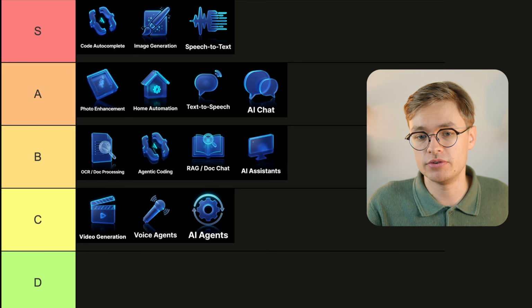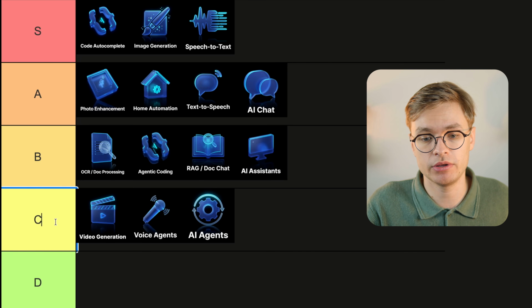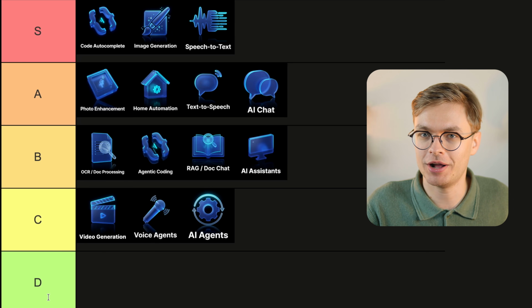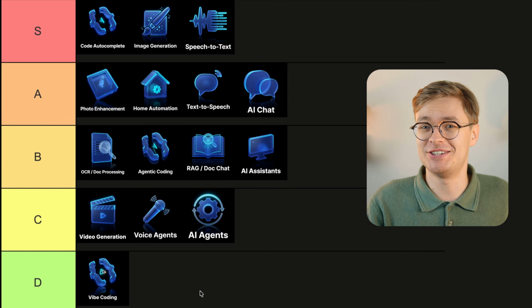So far, we have a lot of use cases and they all are pretty competent, right? Even the ones in C tier, they're very usable and they're getting better every single day. But then what is the D tier for? Well, to be honest, that's for vibe coding. Vibe coding with local models just doesn't work.